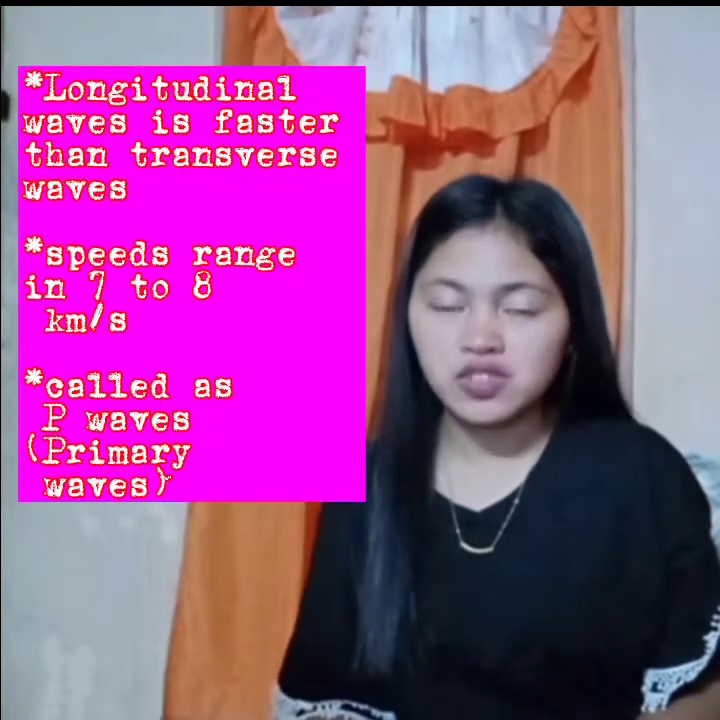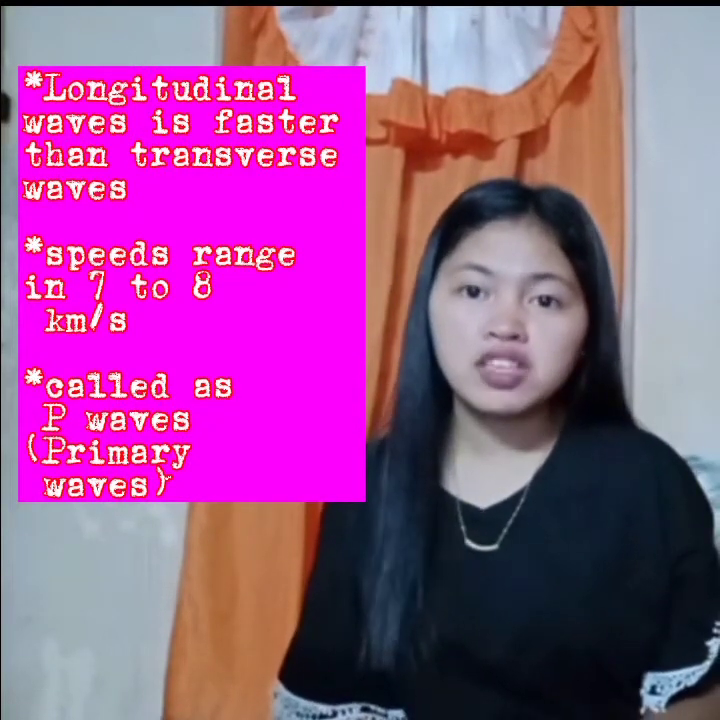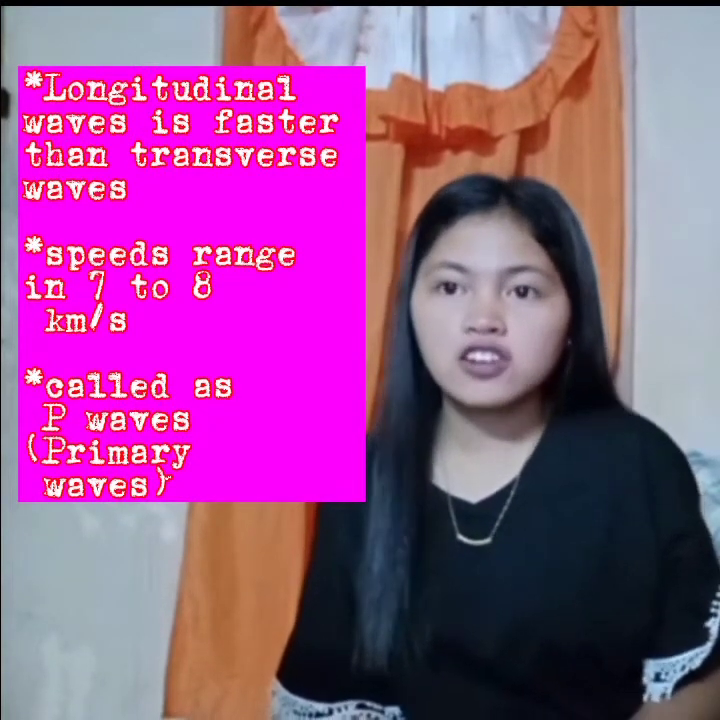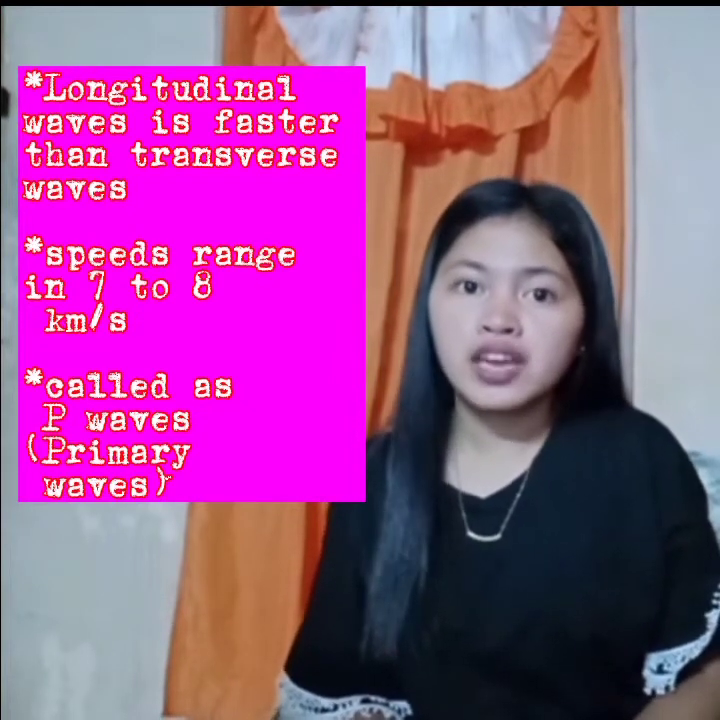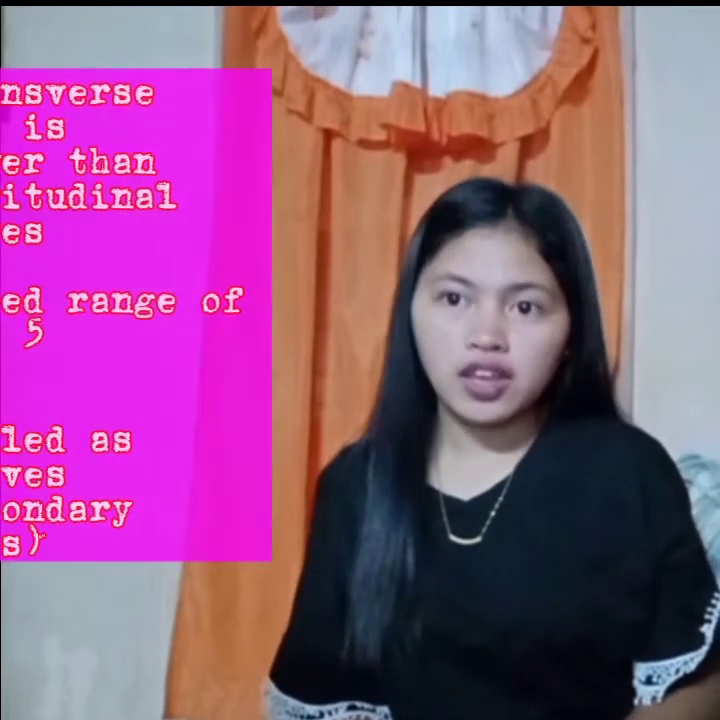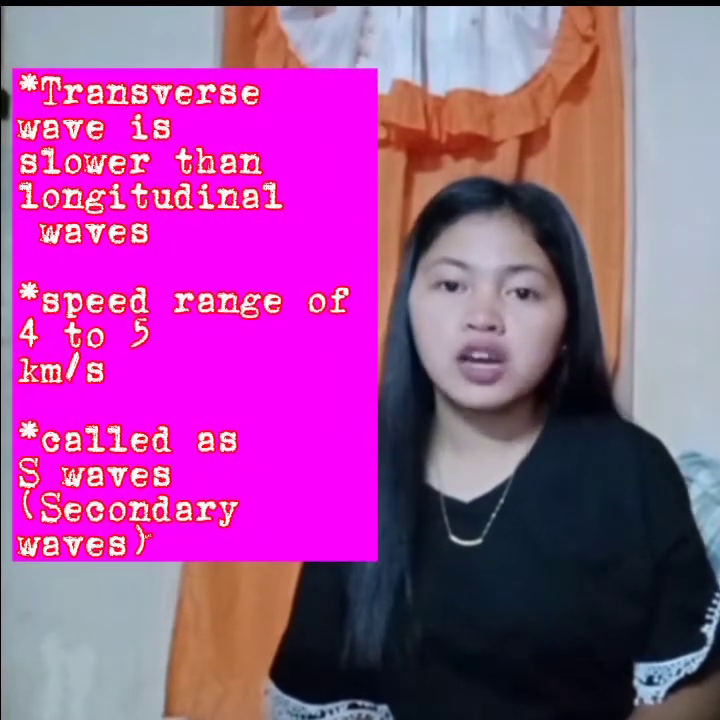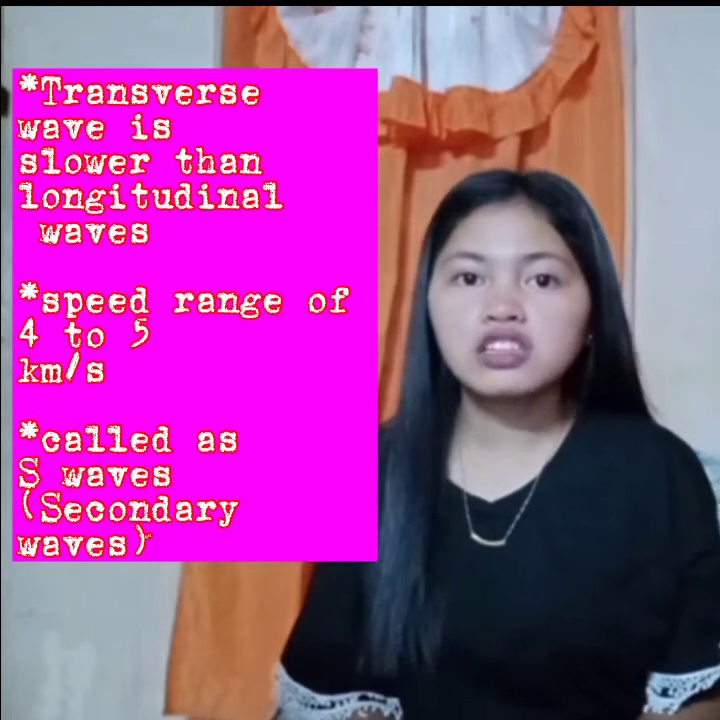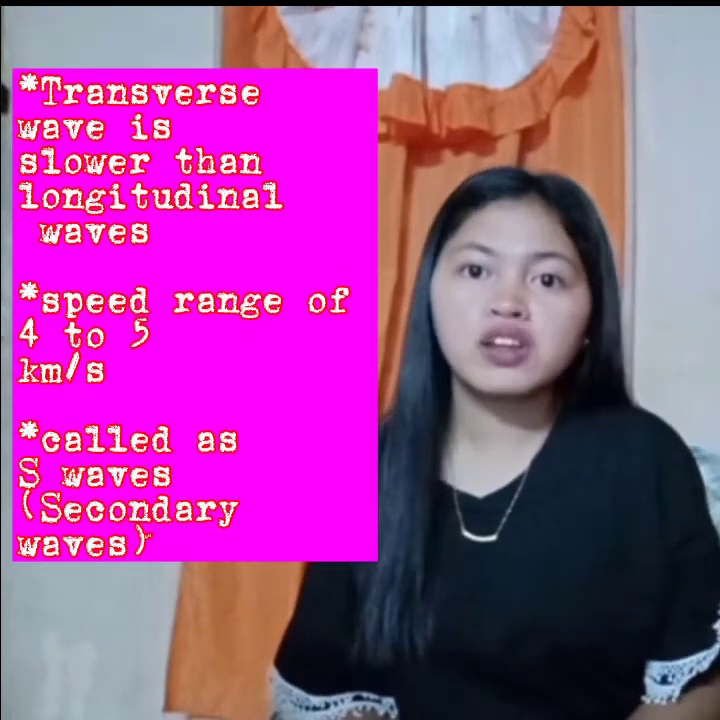The longitudinal waves are the faster of the two mechanical waves, traveling at speeds in the range of 7 to 8 km per second near the surface. They are called P waves, with capital P standing for primary, because they travel faster than the transverse waves and arrive first at the seismograph, a device used to detect waves due to earthquakes. The slower transverse waves, called S waves, with capital S standing for secondary, travel through the Earth at 4 to 5 km per second near the surface.